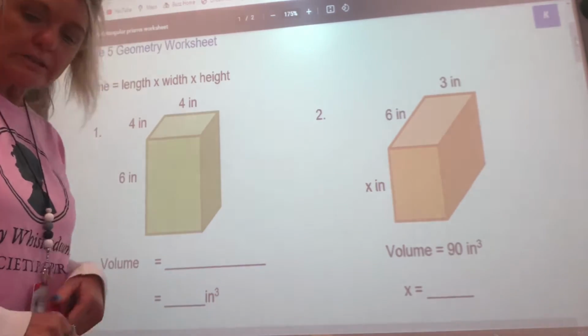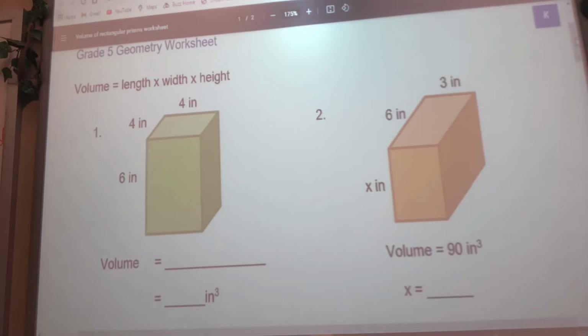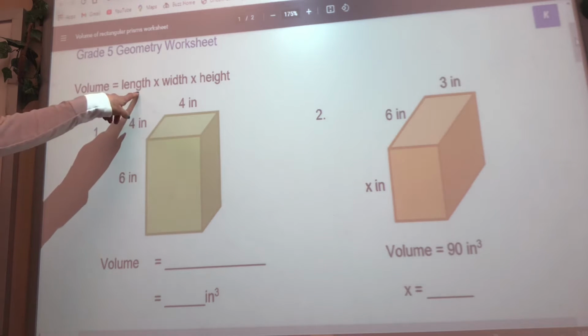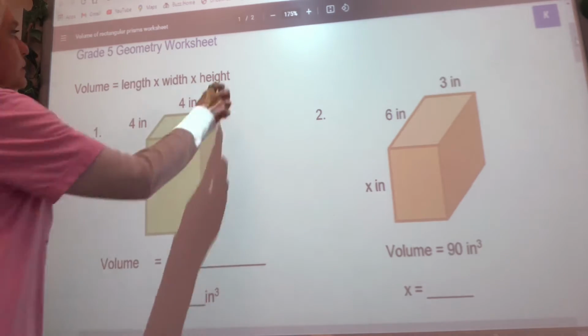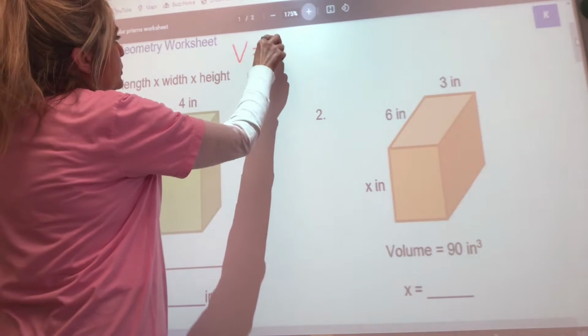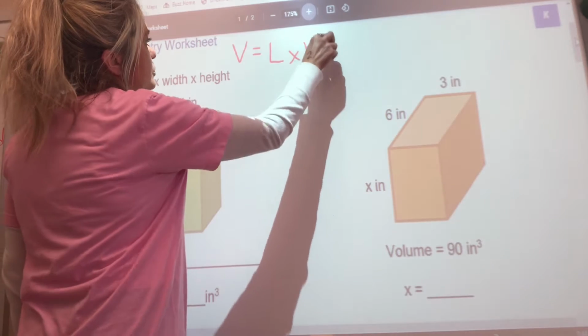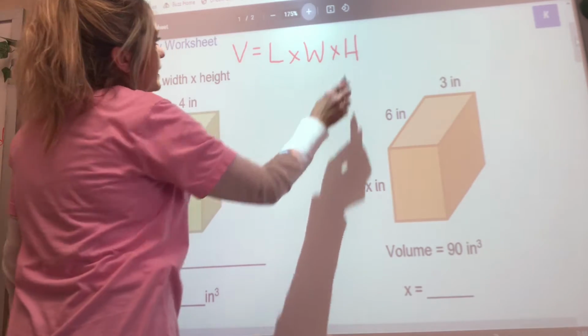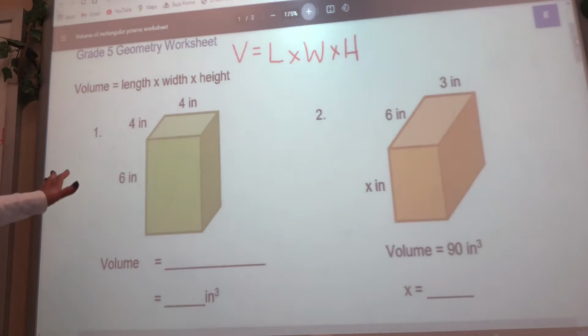Guys, we're finally to the last worksheet, worksheet number 8, video 8, and this one is dealing with volume. Now we know that volume is length times width times height, so you'll always just need to write that on your paper. Length times width times height. Okay, now this first one is dealing in inches.